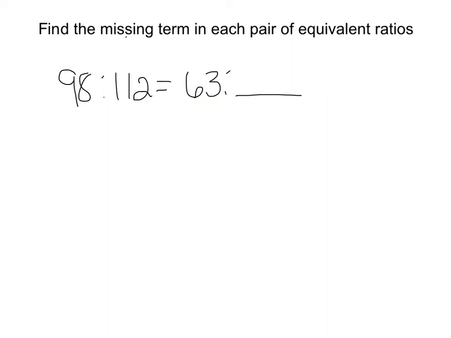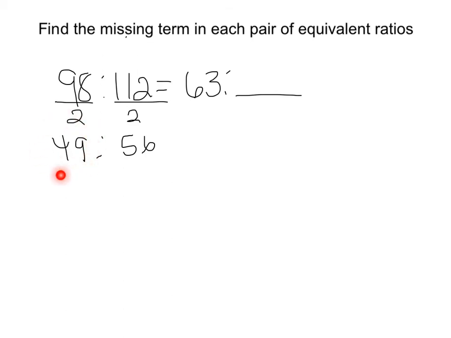So I'm going to see if I can simplify my first ratio, this 98 to 112. I know they're both even, so I know they're both going to be divisible by 2. I'm going to start there, even though I'm hoping I might get a larger divisor. So 98 divided by 2 is 49, and 112 divided by 2 is 56. So now I have 49 to 56. Well, that's still not going to help me much.